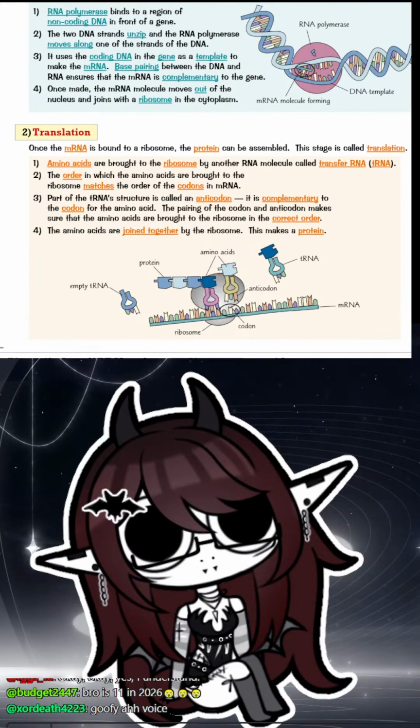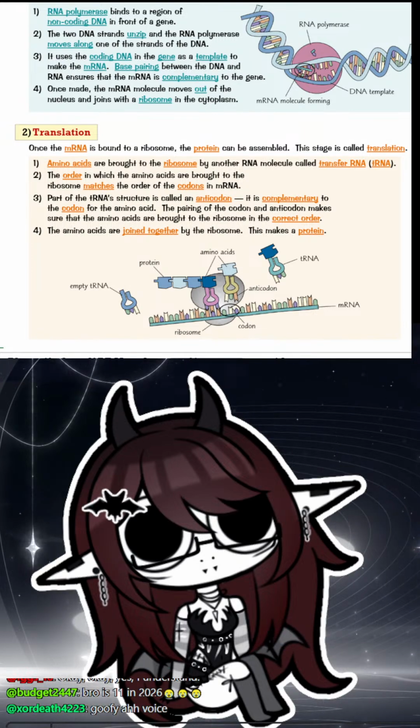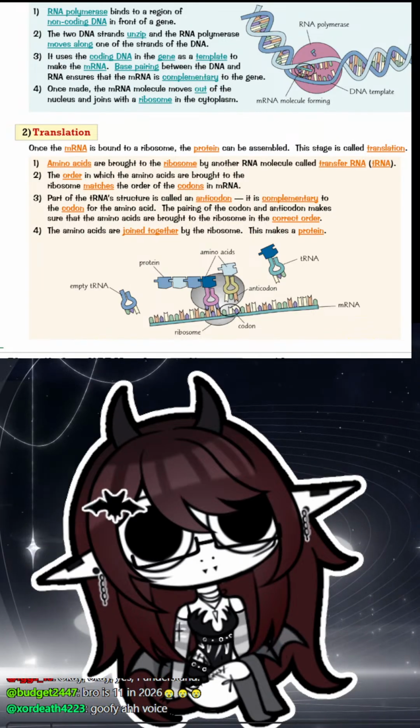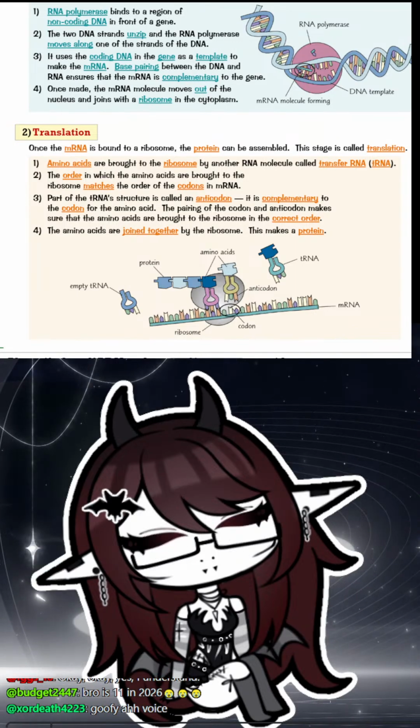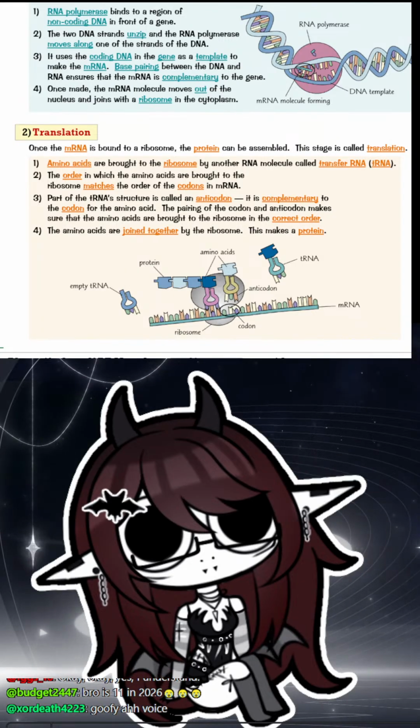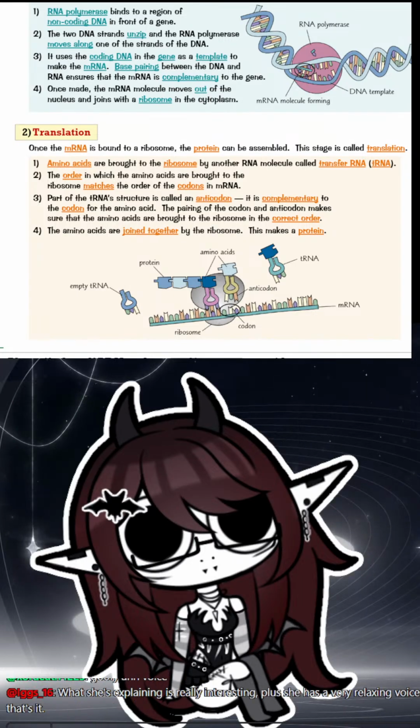And secondly, we have translation. Once the mRNA is bound to a ribosome, the protein can be assembled. This stage is called translation. Amino acids are brought to the ribosome by another RNA molecule called transfer RNA, tRNA. This is not the same as messenger RNA, mRNA.